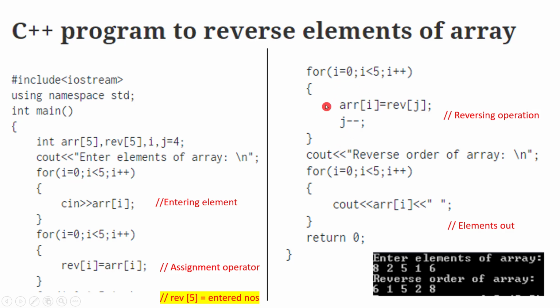So in this for loop, they are storing ARR I. So this ARR I is redefined as REV of J. Okay, then J minus minus. So what will happen? Initially the value of J is 4. That's already defined here. So in the first case, ARR 0 will be equal to REV of 4.